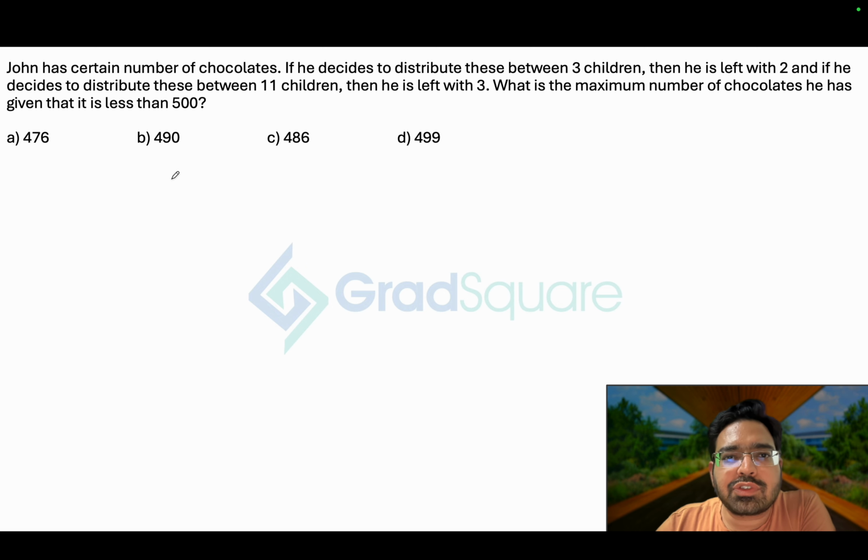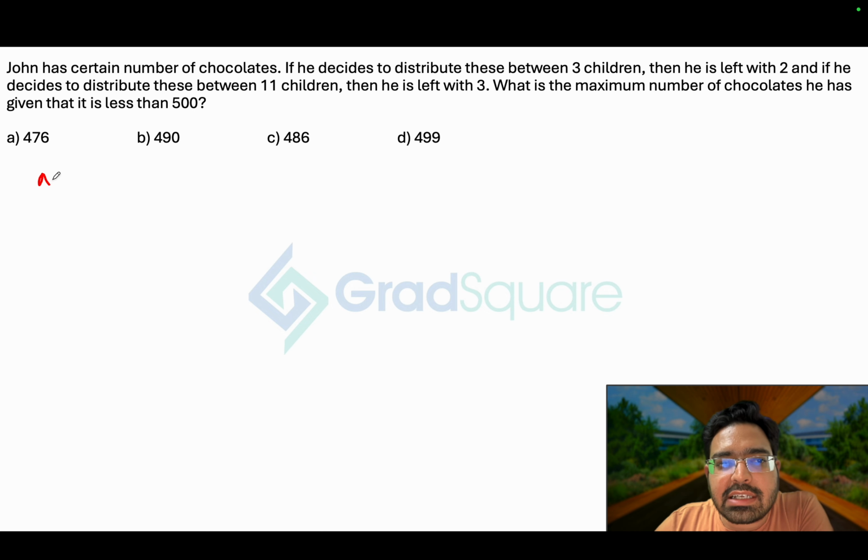John has a certain number of chocolates. If he decides to distribute these between 3 children, then he is left with 2. And if he decides to distribute these between 11 children, then he is left with 3. What is the maximum number of chocolates he has, given that it is less than 500?